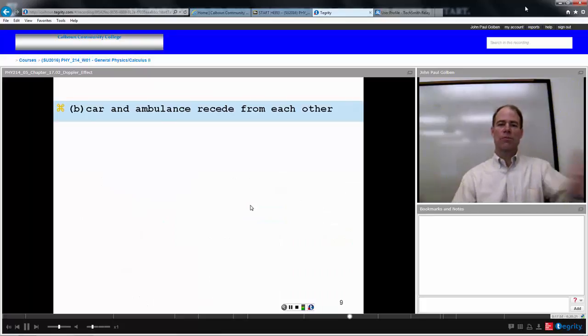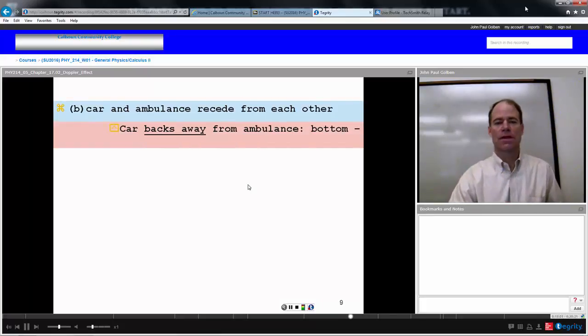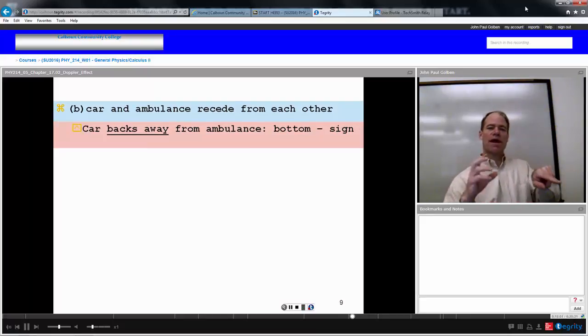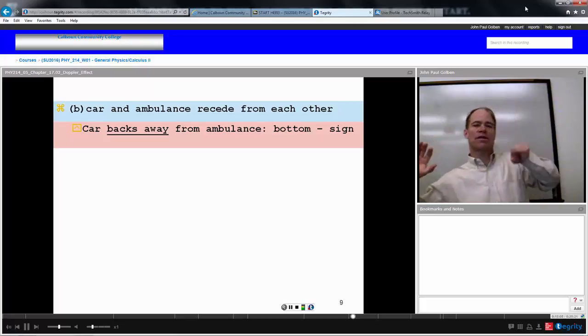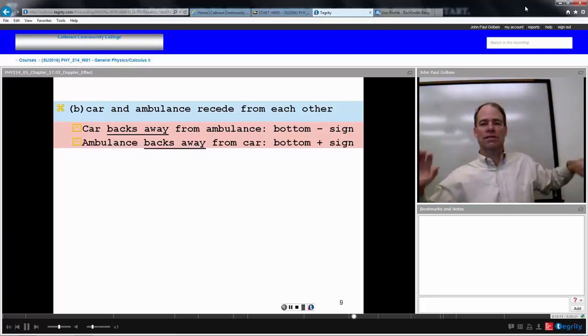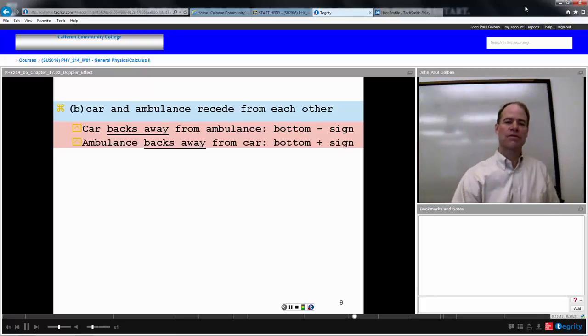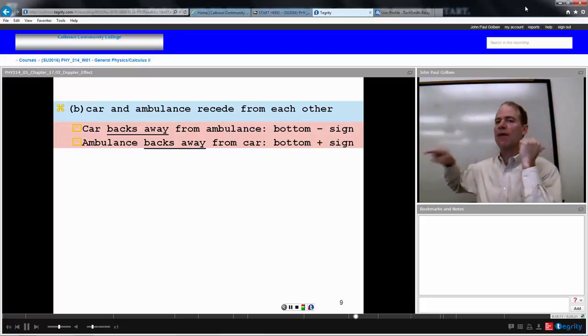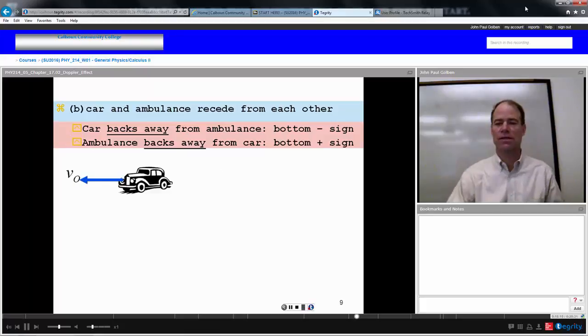What happens when they both pass each other? So in this case, the car is backing away from the ambulance because the car has already gone past. Ambulance is somewhere over here, and the car is going the other direction. And same thing with the ambulance. The ambulance is moving like this, and the car is somewhere over there, and the ambulance is moving in the opposite direction.